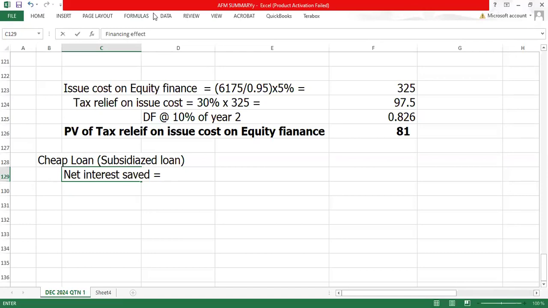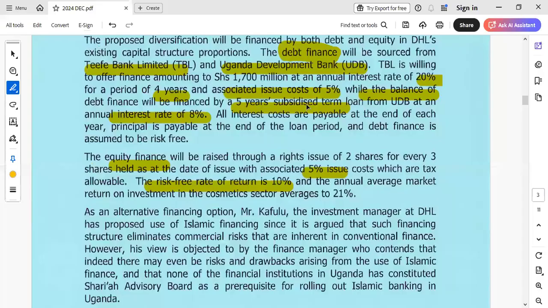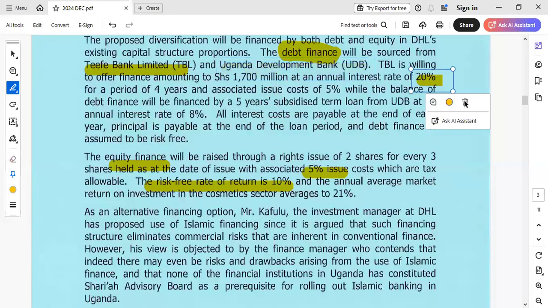Yes. Now, how do you know that you actually have a cheap loan? You see here, when you look at what we have, they told us that this balance will be financed by a 5 years subsidized term loan from UDB at an annual interest rate of 8%.